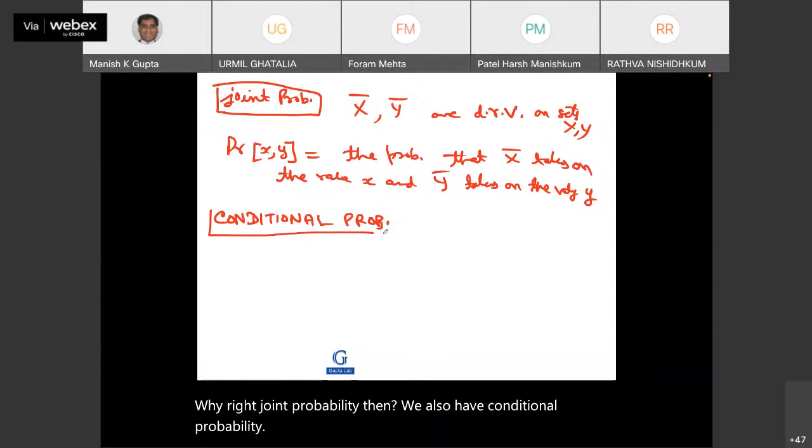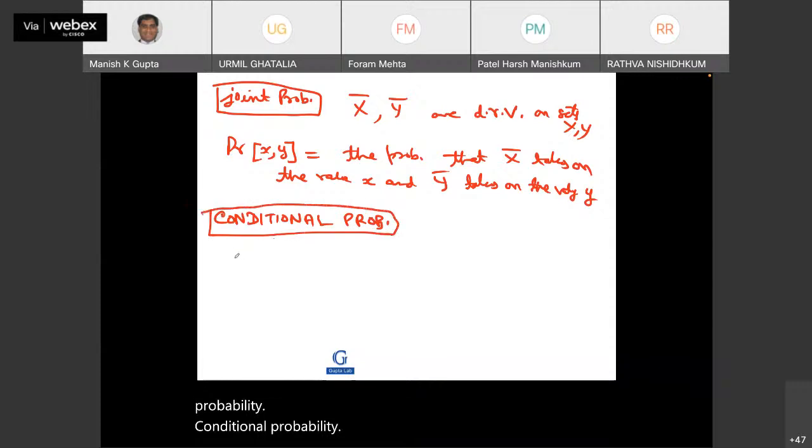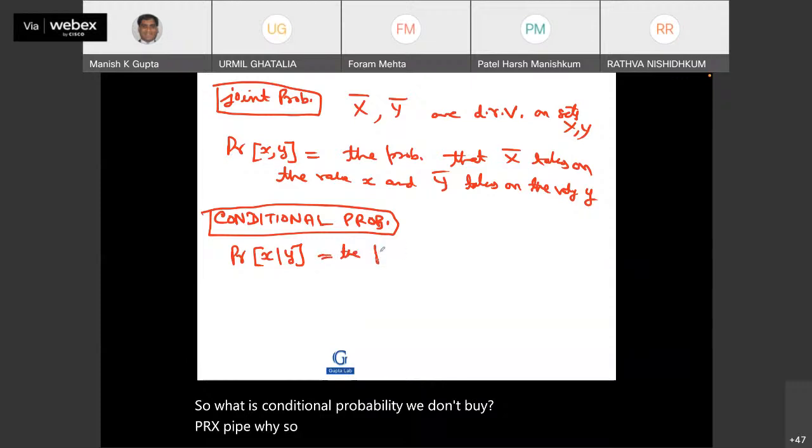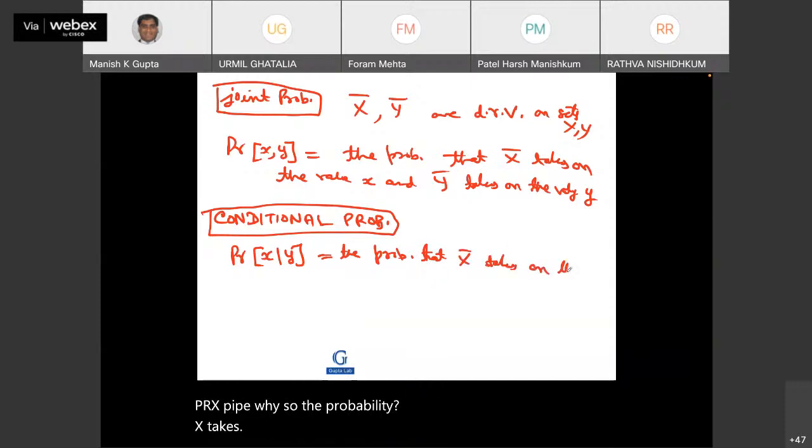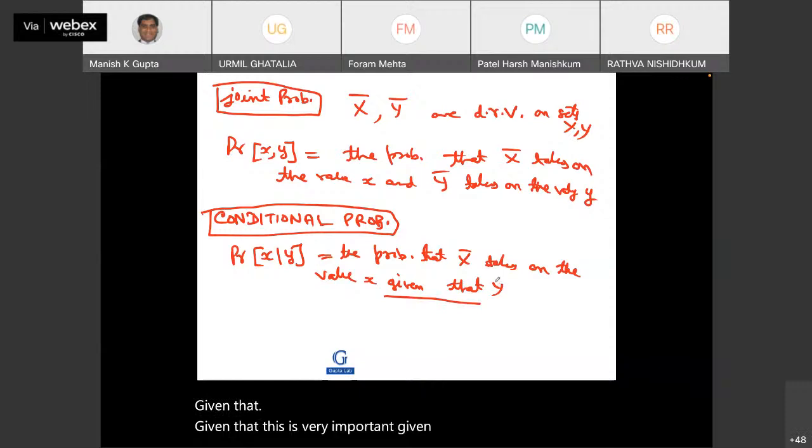Conditional probability. What is conditional probability? We denote it by Pr(X|Y). So the probability that X takes on the value x, given that, this is very important, given that Y takes on the value y. This is the conditional probability.